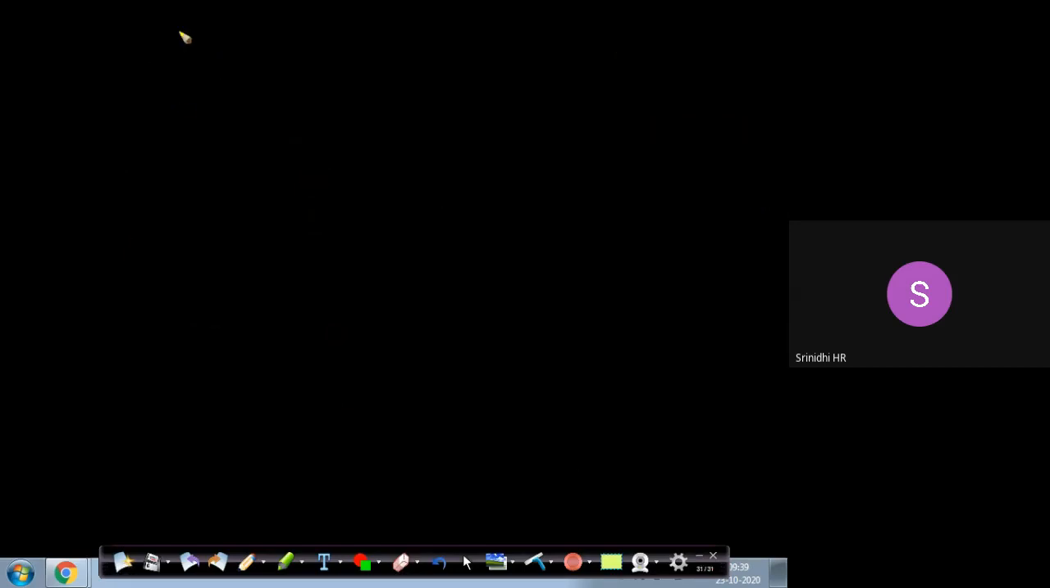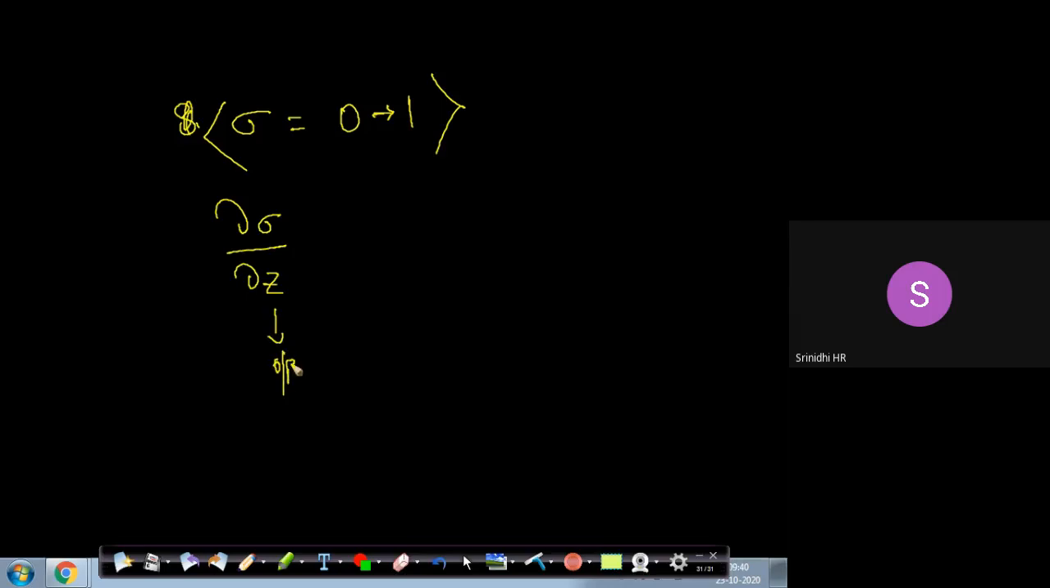I want to stress once again, your sigmoid value, the output of the sigmoid function, varies between 0 and 1. The derivative of sigma with respect to z, meaning the summation of inputs, always varies between 0 and 0.25. This is the conclusion I want to make.